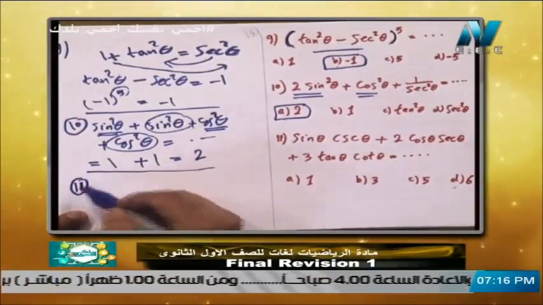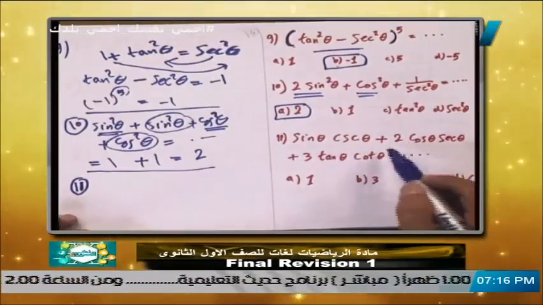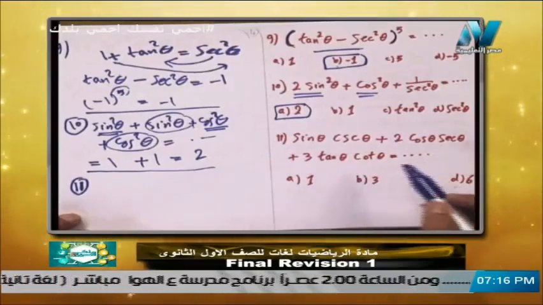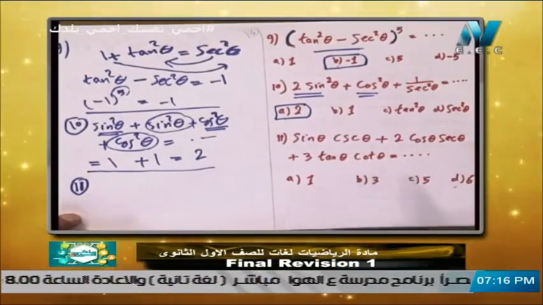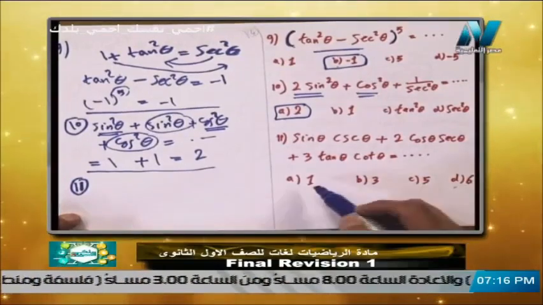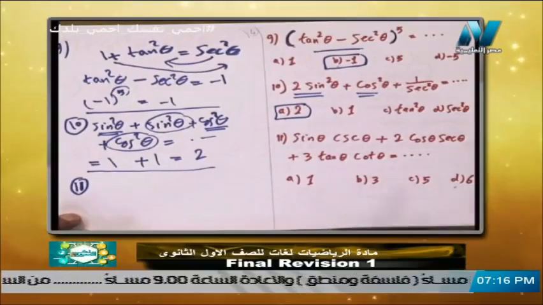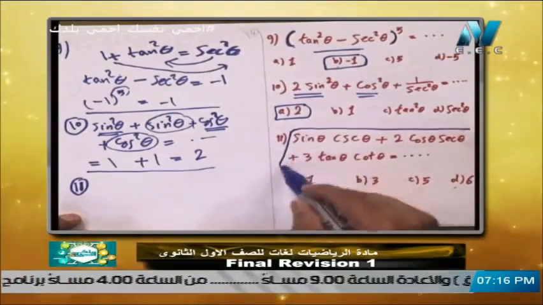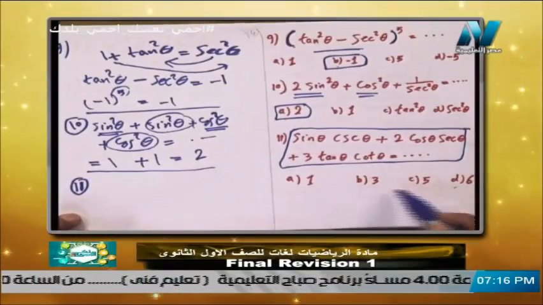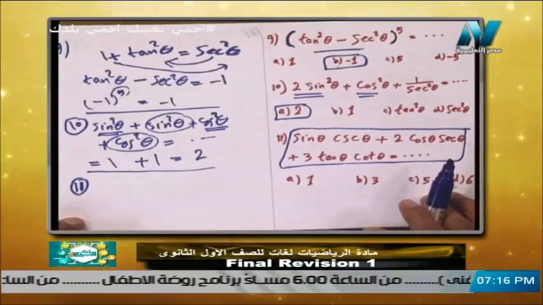Question number 11. Sine theta cosec theta plus 2 cosine theta sec theta plus 3 tan theta cotan theta equals what? In simplest form, it will equal 1, 3, 5, or 6. One of them. So this big expression will be expressed by a simple number like this. So we will try to simplify it.